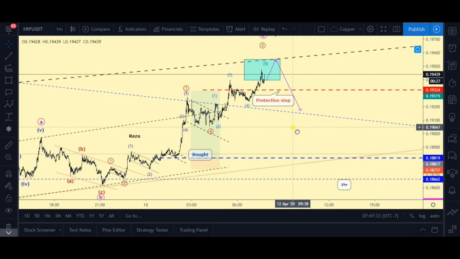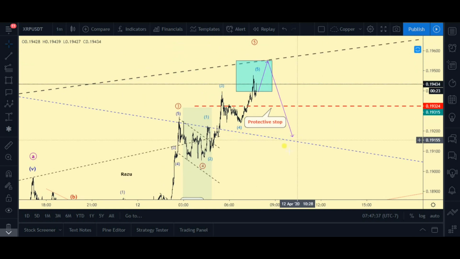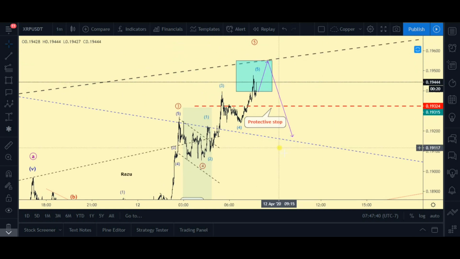So this was a short demonstration of how we can trade in any market at any time frame using a strategy with structures or patterns, trend lines and channeling.